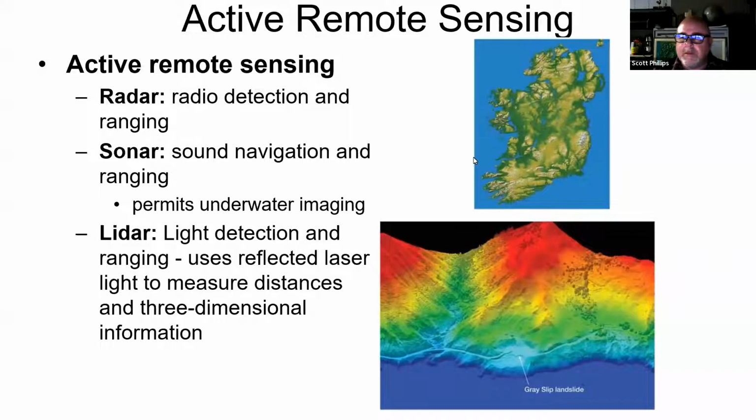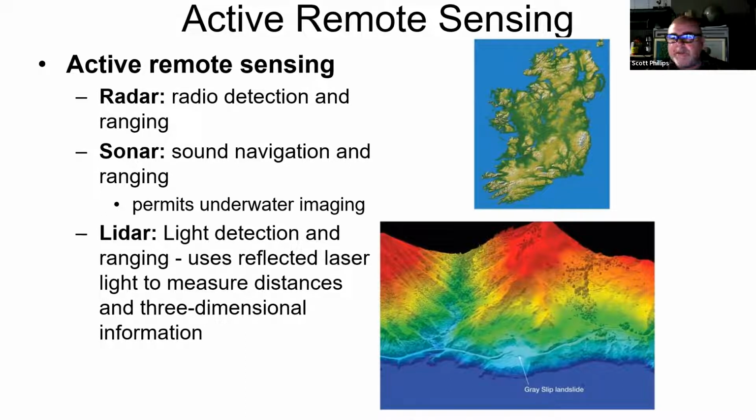Next, a little brief bit about active remote sensing. Active remote sensing is not collecting data of reflected sunlight. It is instruments that are beaming out their own energy and then listening to it come back. There's three general types of active remote sensing.